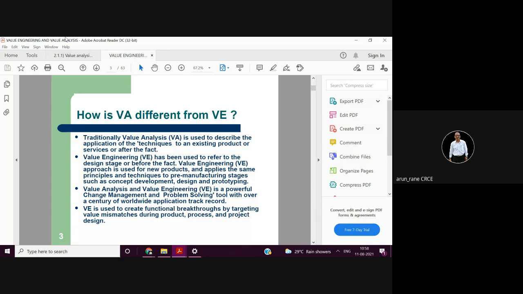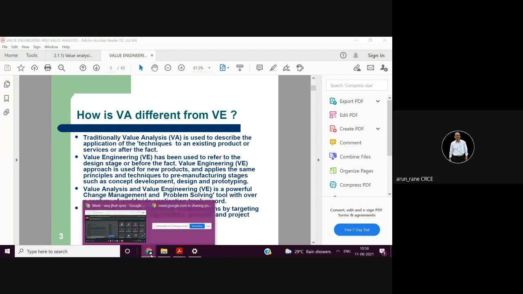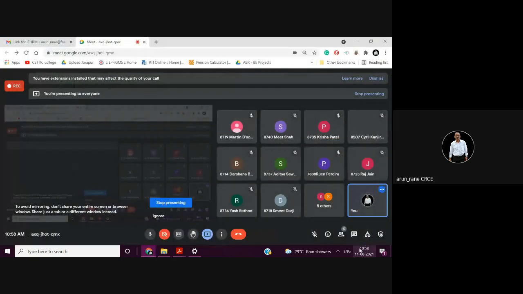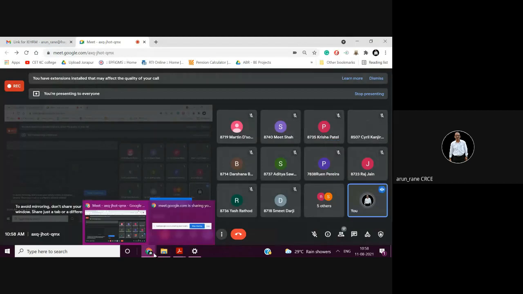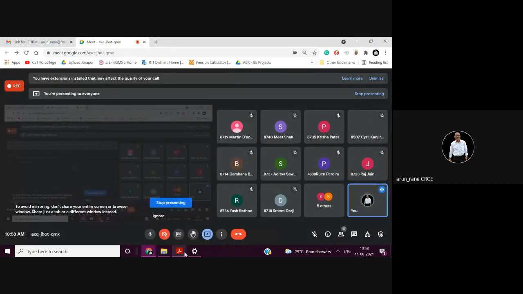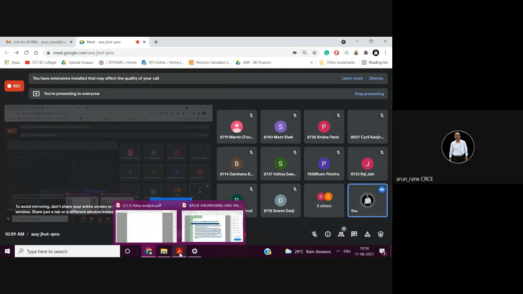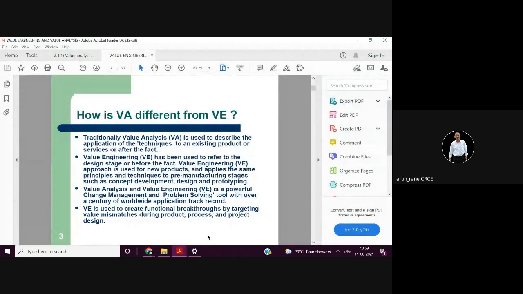So value analysis is done for the existing product, and value engineering is done for the new product in the design stage itself. See, nowadays it is concurrent engineering. Concurrent engineering means what? All the departments, all the functional heads, they come together. They sit together and work, like design, production, purchase. Everybody, quality control.